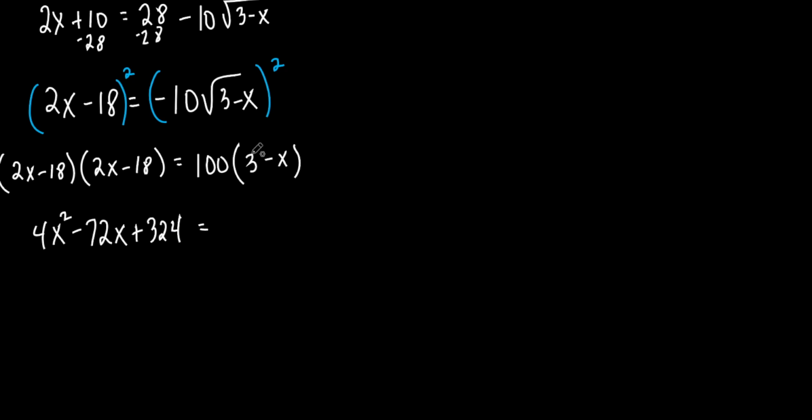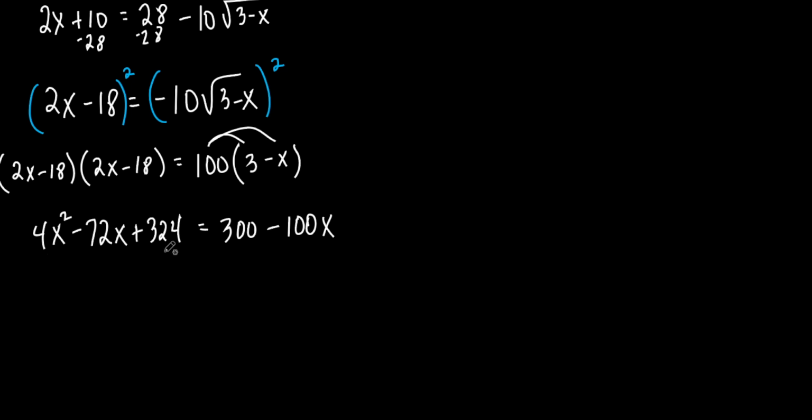Now, what are we going to do with this thing over here on the right? Yeah, distribute it. So what do we get? 300. No, it's not 300x. It's just 100 times 3 minus 100 times x, which is 100x. This is kind of tedious, I agree, but that's what you got to do. You got to keep at it, just go from one step to the other, one step in front of the other.